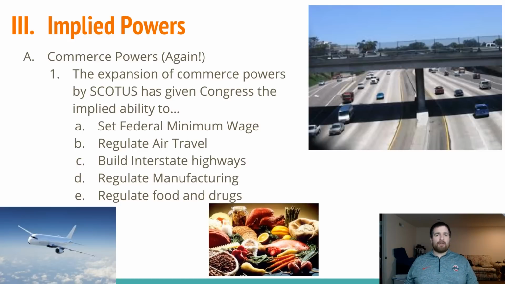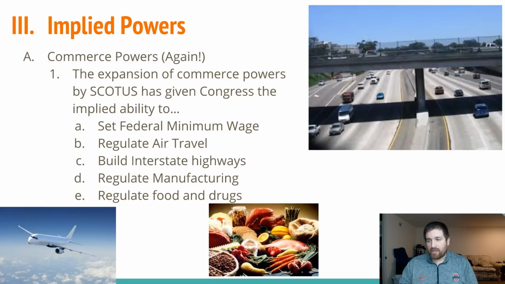All right, let's get into implied powers now. Let's look at the powers that aren't expressly written in the Constitution. And let's start by going back to the commerce powers again. Like I said before, these are the most important and most wide-ranging powers that Congress has. The expansion of commerce powers by the Supreme Court has given Congress the ability to do many, many more things that they originally could not do.